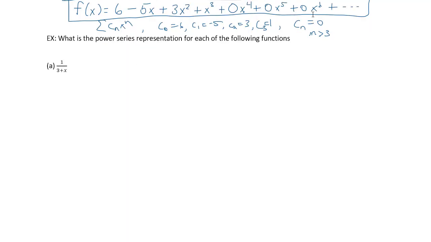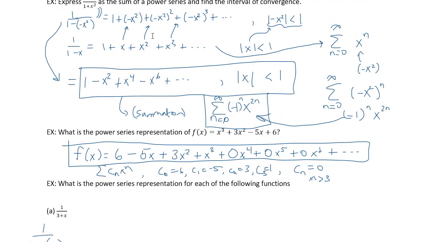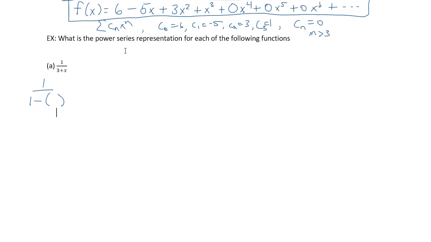Next problem. What is the power series representation for the following function? We've got 1 over 3 plus x. Alright, so now we have to get tricky here. How do I get this to look like a 1 over 1 minus something? Because if I could do this, then I can take whatever this something is and stick it in for x, like I did up here. I can plug that something into these little x's right there.